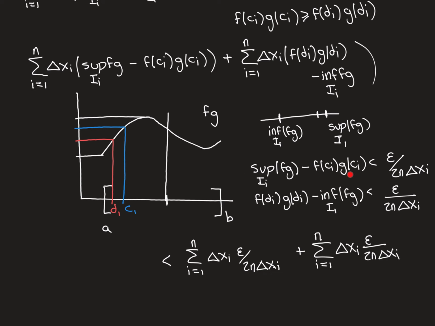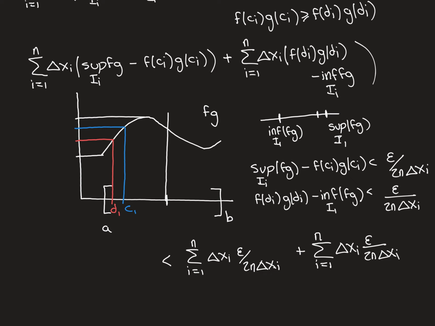It's a positive number, so it won't change the sign of the inequality, and then you'll end up with n separate inequalities. And then, of course, if you sum over i, the inequality will still hold true. So this great big sum is going to come out less than this great big sum here. And you can see, of course, the delta xi's here are going to cancel, and we're just going to end up with epsilon over 2n summed n times. So we'll end up with epsilon over 2 here.